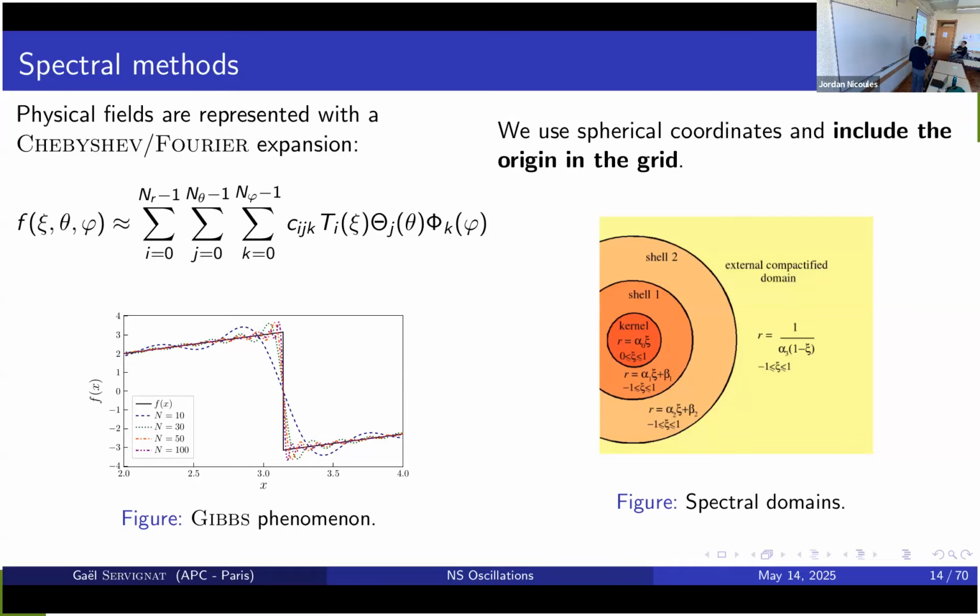So first you have a kernel or nucleus, which includes the origin. This is all in spherical coordinates. Then you can add a bunch of shells, and then we can add an external compactified domain, which is really useful. So you make this kind of change of variable, and this brings spatial infinity to a finite point, which allows us, as we will see later, to impose boundary conditions exactly at infinity. You don't have to cut your domain at some arbitrary distance, which is high, but this is actual infinity.